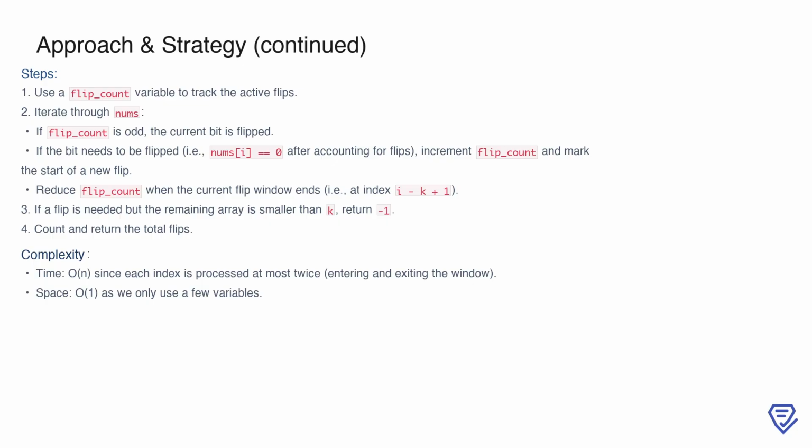If, at any point, we determine that a flip is necessary but the remaining portion of the array is smaller than k, the task becomes impossible, and we return -1. Finally, we count and return the total number of flips performed.